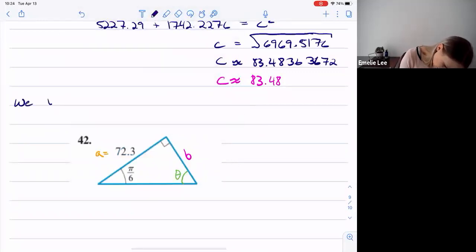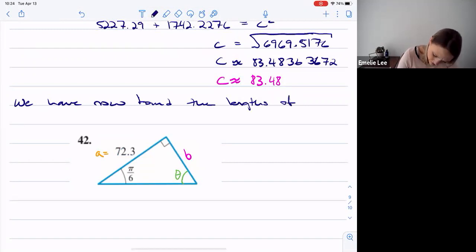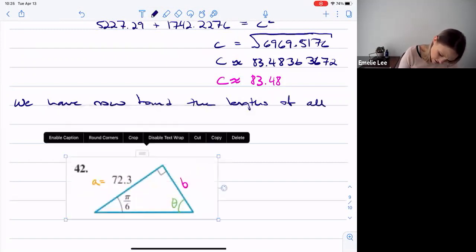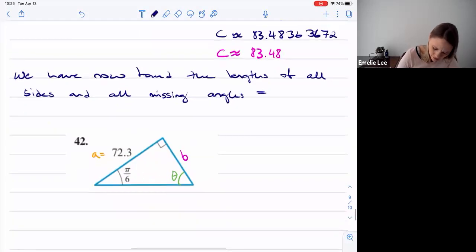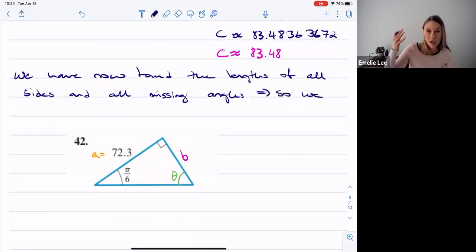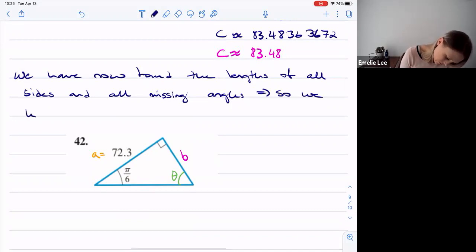So we have now found the lengths of all sides and all missing angles. So we have solved the triangle. We have solved the triangle.